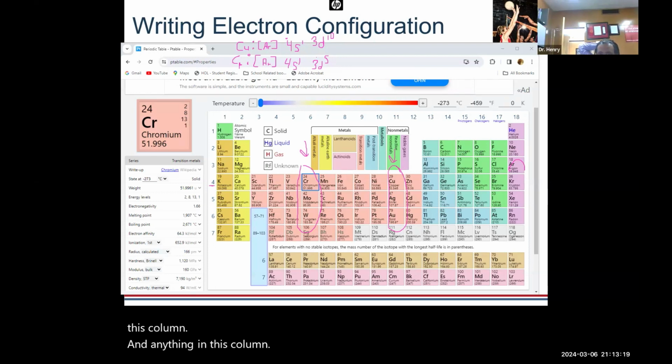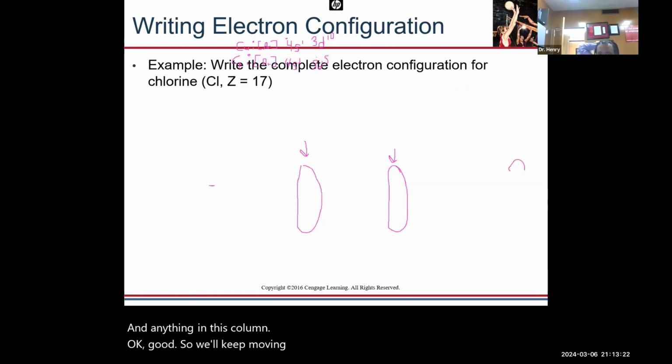Okay, good. So we'll keep moving forward. Okay, so write the electron configuration for chlorine.